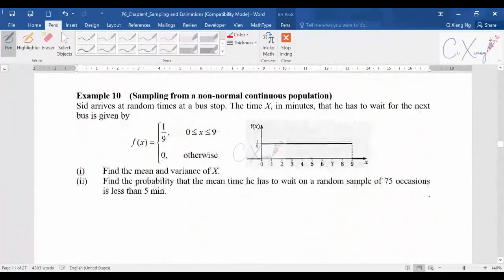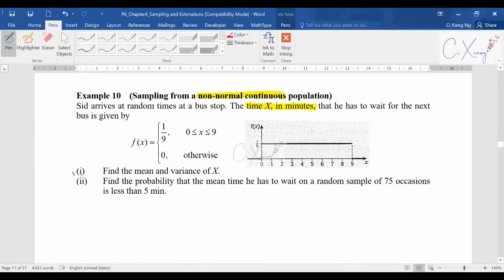Maybe for the next one, we go to example 10. Again, example 10 is another sampling from a non-normal continuous population. Here they give you a function. They are talking about the time, x in minutes. When you talk about time, it is uncountable, therefore it belongs to a continuous random variable. The function is given like this, and this is the graph that is shown.